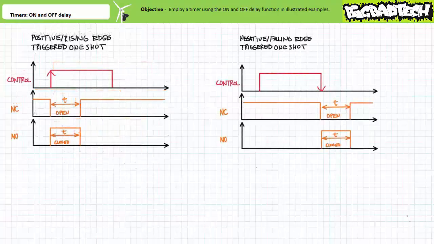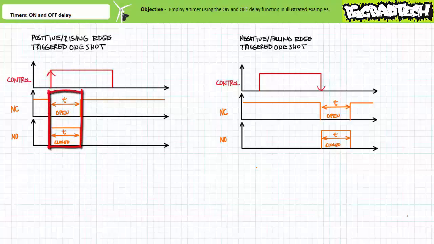Compare this behavior to a timer executing the one-shot function. A timing diagram of a timer executing the one-shot function would look like this. For a positive or rising edge triggered one-shot, when the controlling input is energized at this instant here, the associated contacts only temporarily assume the opposite activated state for a period T, and then revert to their deactivated state, despite the controlling input still being energized.